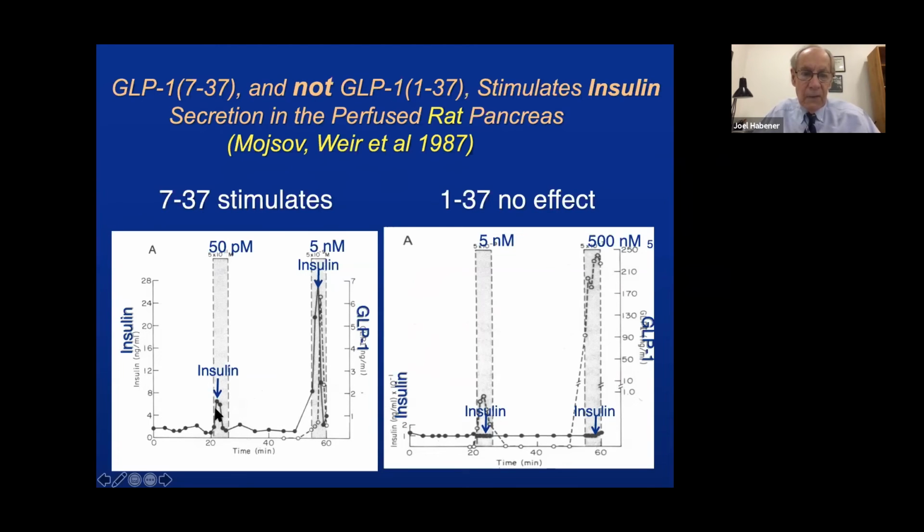You can see here at 50 picomolar stimulation, which increases insulin secretion, is increased when it's raised to 5 nanomolar, a 100-fold higher concentration, whereas the 1 to 37 has no effect on insulin secretion at either 5 nanomolar or 10,000 times higher than the 50 picomolar. At 500 nanomolar, there's no effect on insulin secretion.